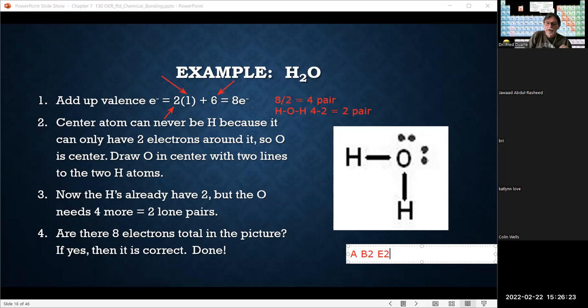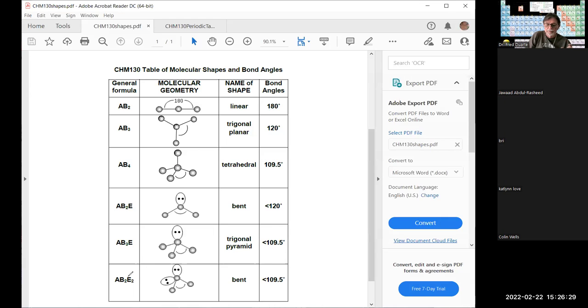With that information now, you go to the shapes table and look for AB2E2, and it's right here. So that is the general formula that we just determined. There's a picture of the geometry, and there is the name for that particular geometry. And as I mentioned, when there is 1 pair of electrons in the central atom it is polar. When you got 2 of them in the central atom, it's very, very polar. So water is very, very polar. It's a good example because of those 2 lone pairs on the central atom.